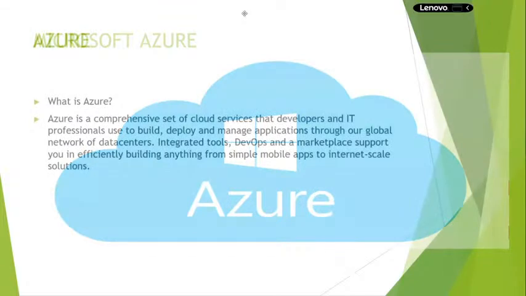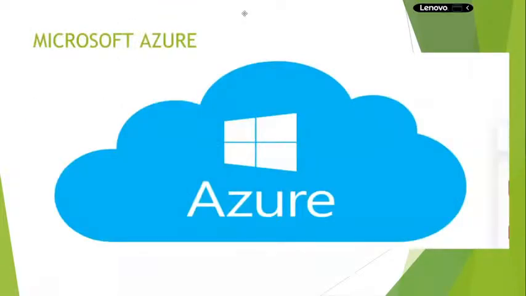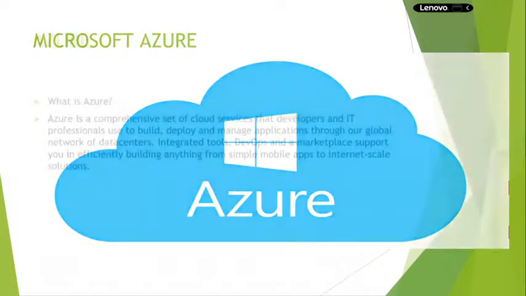Azure is a comprehensive set of cloud services. Note it down. What is Microsoft Azure? Azure is a comprehensive set of cloud services where we can build, deploy, manage, and access the applications through global network data centers. This is called Microsoft Azure. This is the exact definition, provided by Microsoft, not by me. As it is, I copied and pasted here.